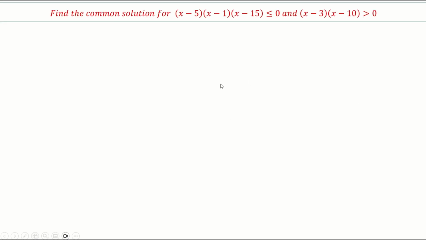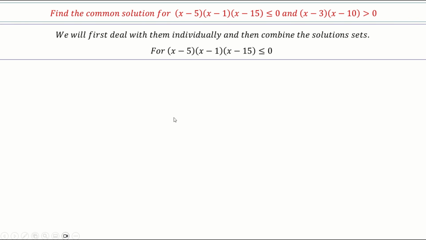Okay, next, one more problem we'll do. So finding the common solution for such problems can also come using the wavy curve method. Only thing is, I just chose this problem because it's a variety. You have to just individually get the solution set, and then take the common solution set. That's all. Very simple.